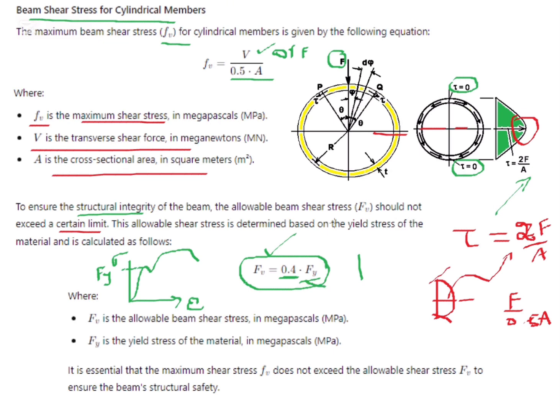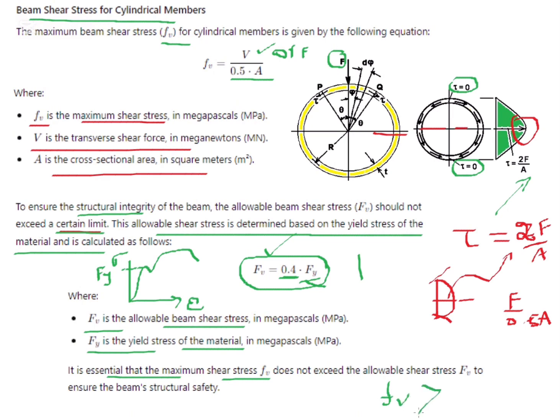So the allowable beam shear stress should not exceed a certain limit. This allowable shear stress is determined based on the yield stress of the material, and is calculated as follows. Fe is the allowable shear stress, and Fy is the yield stress of the material. It's essential that the maximum shear stress does not exceed the allowable shear stress, to ensure the beam's structural safety.